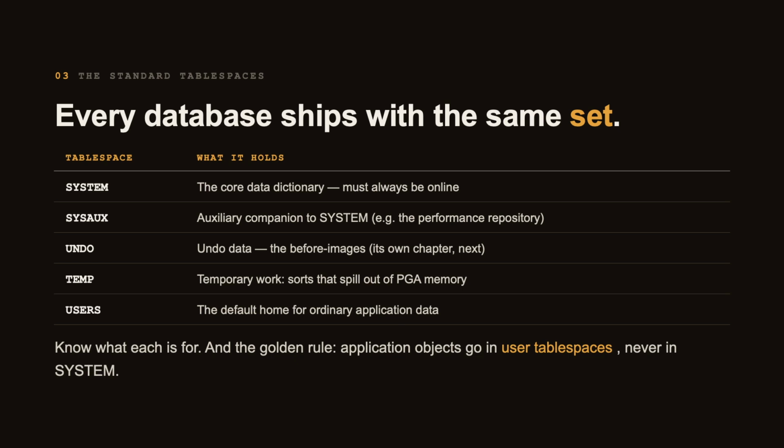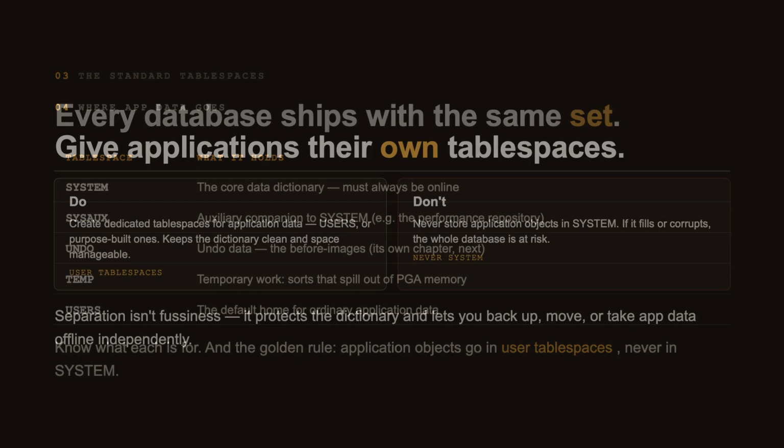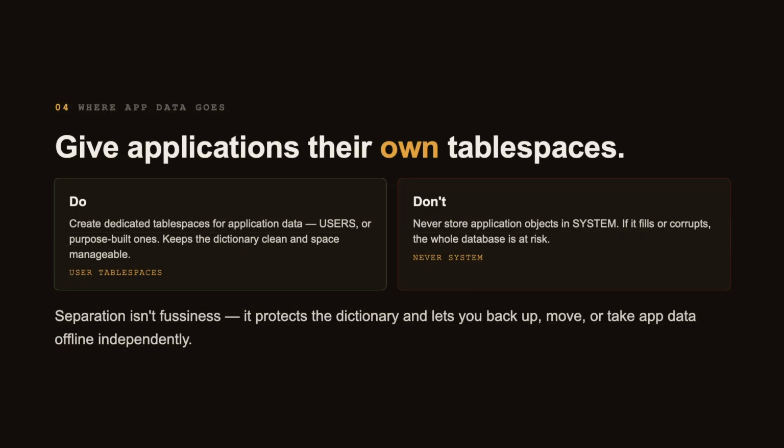Now the golden rule, and interviewers listen for it. Application objects go in user tablespaces, never in system. Putting app data in system is a rookie mistake. Let's dwell on that rule for a second because it matters. Application objects belong in their own user tablespaces, users or dedicated ones you create for a specific app. What you never do is drop application tables into system.